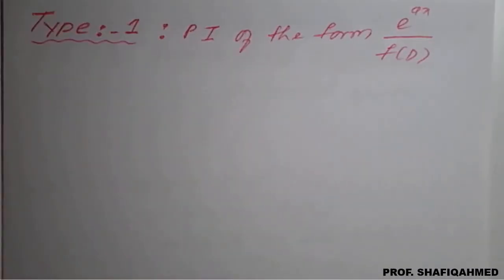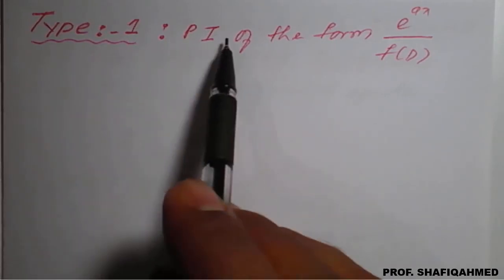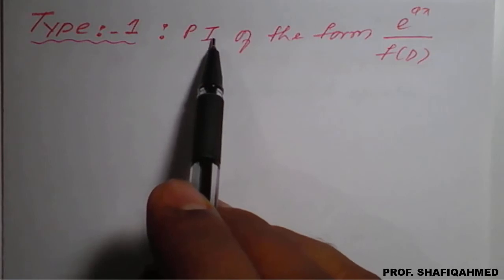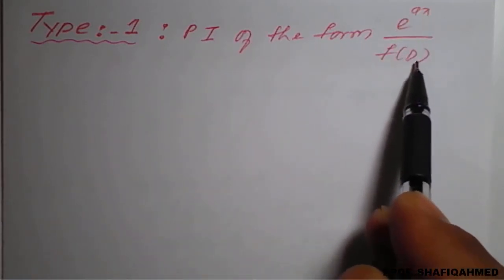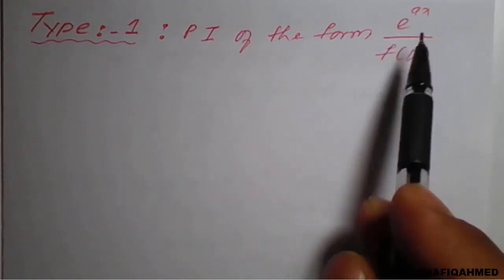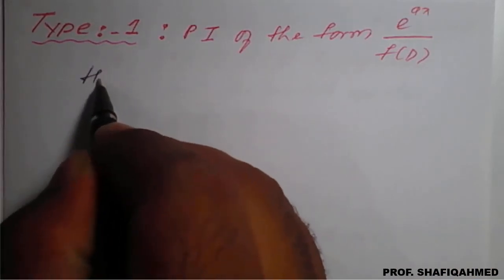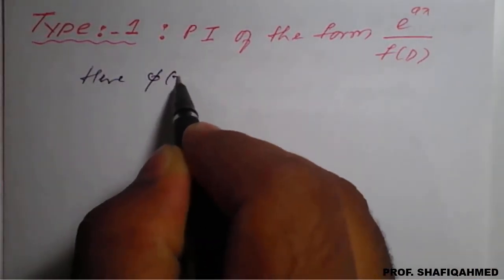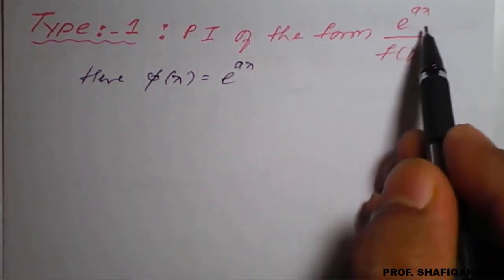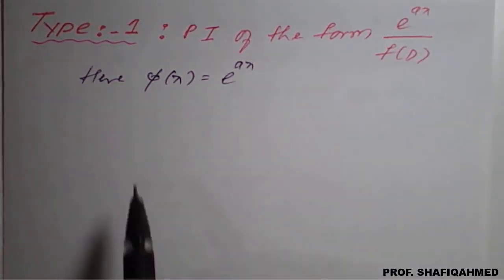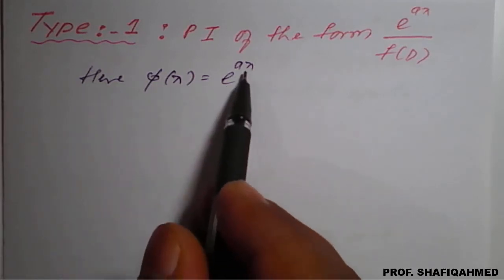Hello everyone. In this lecture, we'll see type 1 for particular integral of the form e raised to ax divided by f of D. So here I have taken what here? Here our phi of x is nothing but e raised to ax. So that is the right hand side of our differential equation.